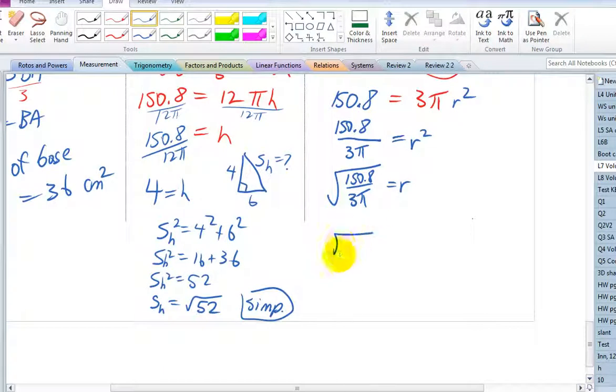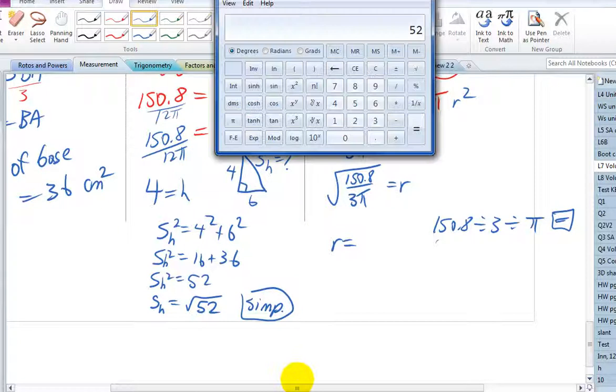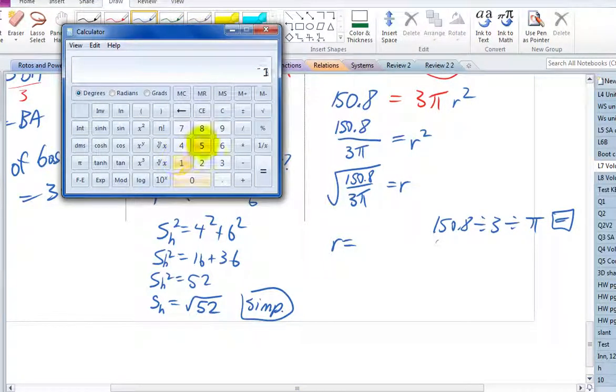Now be careful, you want to make sure you get the square root of the answer. So what I would do is go 150.8 divided by 3 divided by pi and then square root, using your answer button. Or if you have an old school calculator, just press equals and then square root. Okay. Everyone should try that on the calculator to make sure they're doing it properly. Divided by 3, divided by pi. I got 16.00, so that's easy to take the square root of: 4.